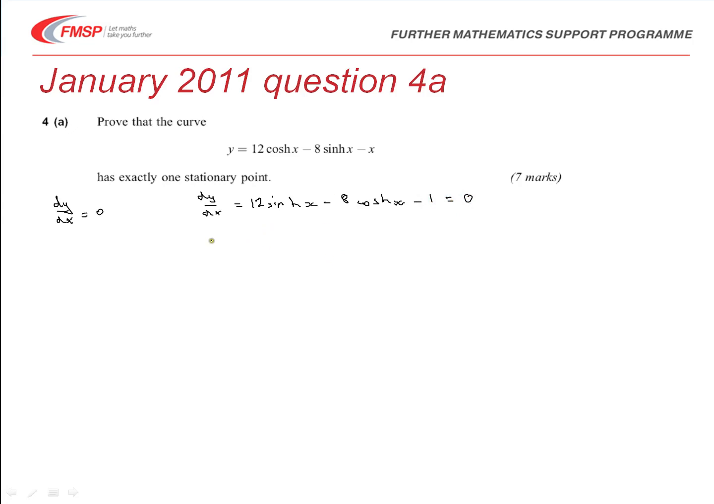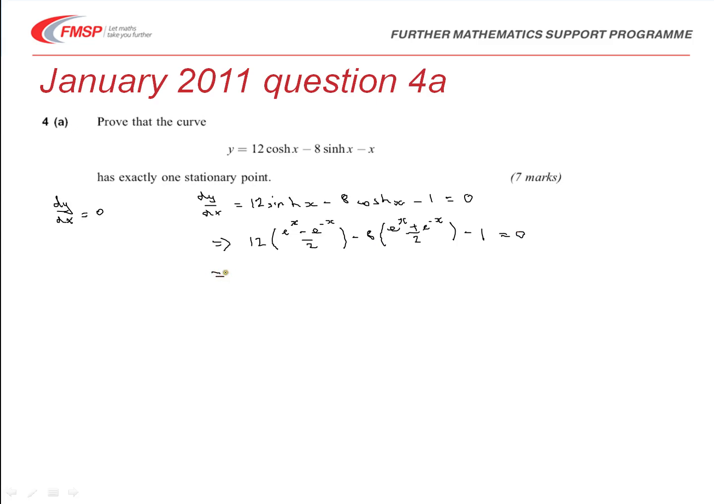Well, to solve this equation then, we will need to substitute in the fact that sinh x is e to the x minus e to the minus x over 2, and that cosh x is going to be e to the x plus e to the minus x over 2, minus 1 equals 0.